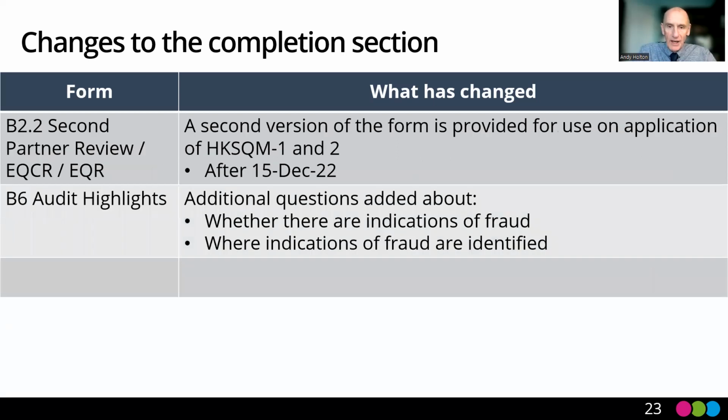So moving on to the completion section, only a couple of changes here. Firstly, the second partner review or engagement quality control review, if we're working under HKSQC1, or the engagement quality review under HKSQM2. So we've got two versions of that second partner review engagement quality review form, depending on the period that you're dealing with. Then on B6, the audit highlights, some additional questions have been added regarding indications of fraud.